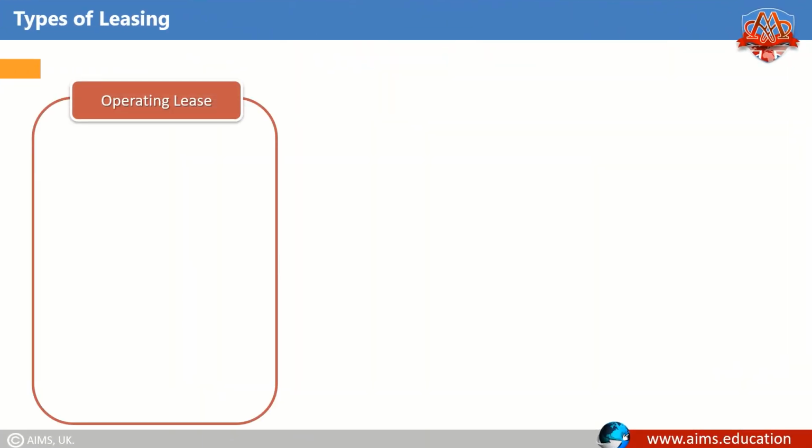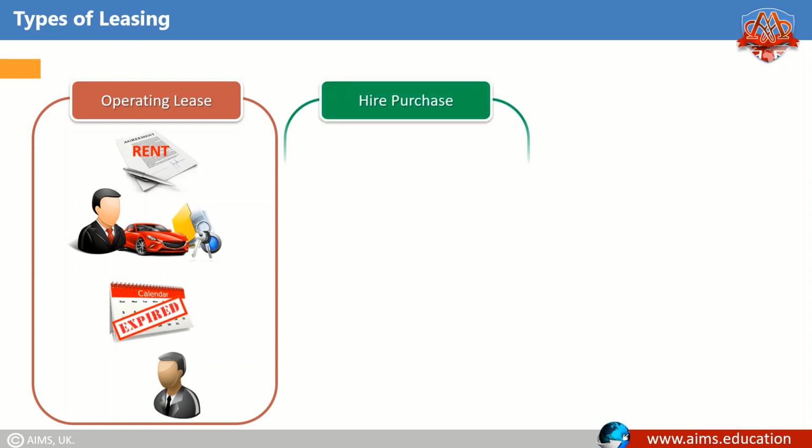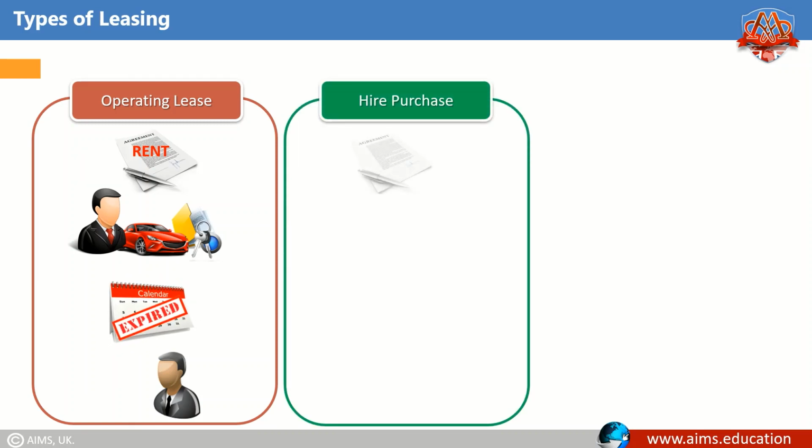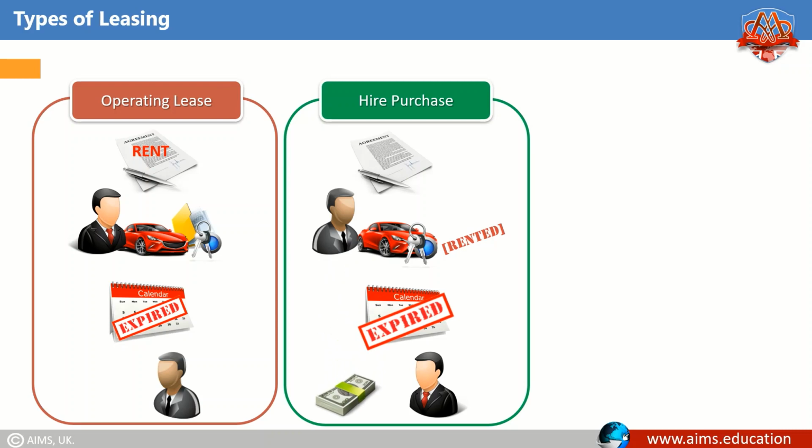Types of leasing. Operating lease. A rental agreement in which the leased asset remains in the ownership of the lessor and comes back to the owner after the lease period. Hire purchase. An agreement whereby a lessee hires an asset for a period of time by paying installments. At the end of the agreement, the asset is transferred to the lessee if all installments are paid, without any additional contract. It is not permissible in Sharia.